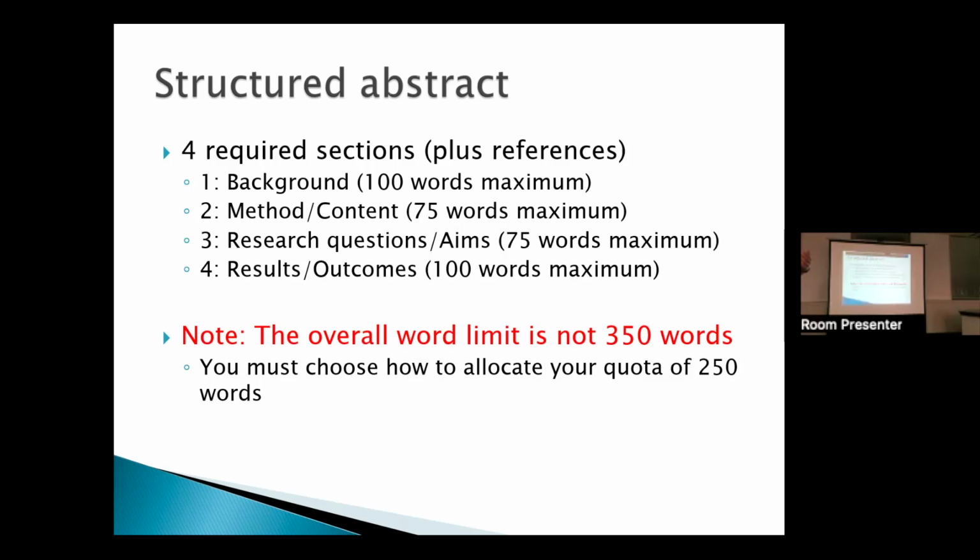Now, there is a background section. That is a 100-word maximum limit. There is a method or content section. So the method section is for research. The content section is for classroom practice-oriented presentations. Okay, that has a word limit of 75 words. There is a section for research questions for researchers or aims for practice-oriented presenters. And then there is a section for results and outcomes. So that has 100 words.